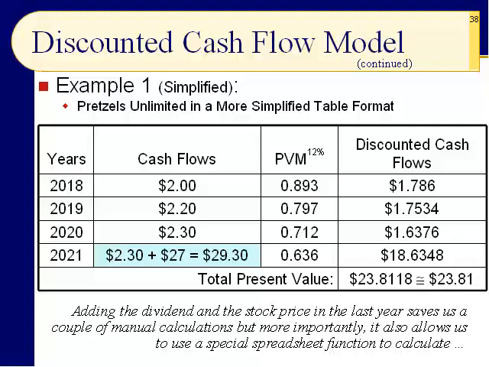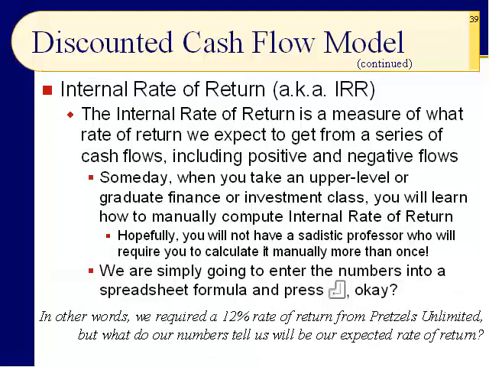And if I went too fast, stop it, go back and do it again, because it's really not that hard, folks. I mean, it's just a bunch of numbers that you have to multiply and then add up. Adding the dividend and the stock price together in the last year saves us a couple of manual calculations. But more importantly, dear students, it also allows us to use a special spreadsheet function to calculate the internal rate of return. Slide 39.